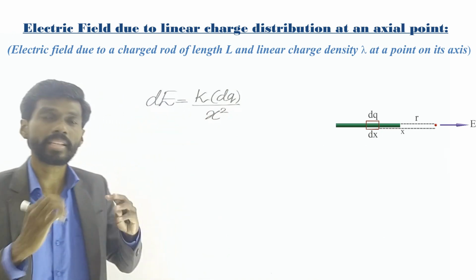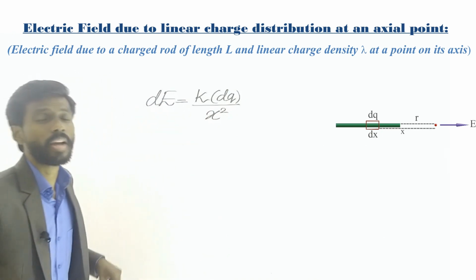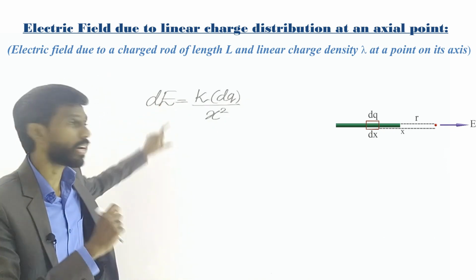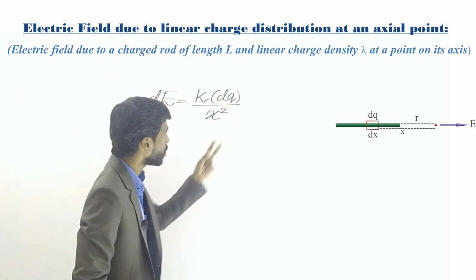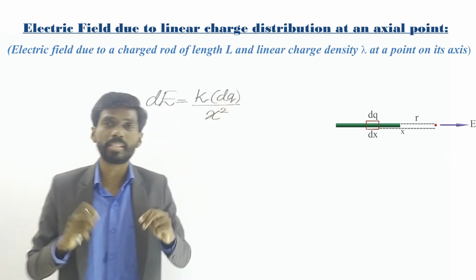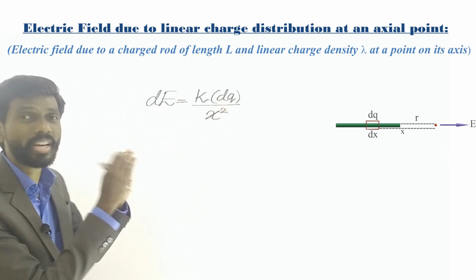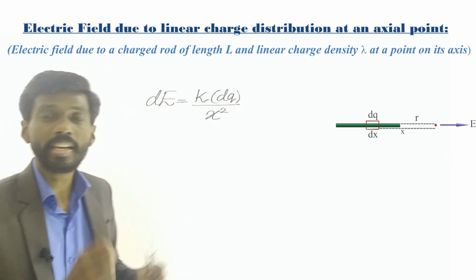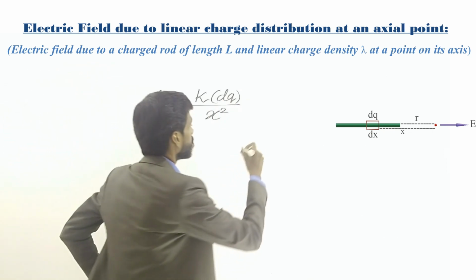So that is the electric field due to that small portion. Now we need to do the integration to get the electric field due to the entire rod. Alright, so let us do the integration. But before that, we have to write dq, right? So what is dq? The charge of that small portion having length dx. So this is where we need to use the concept of linear charge density. What is linear charge density?